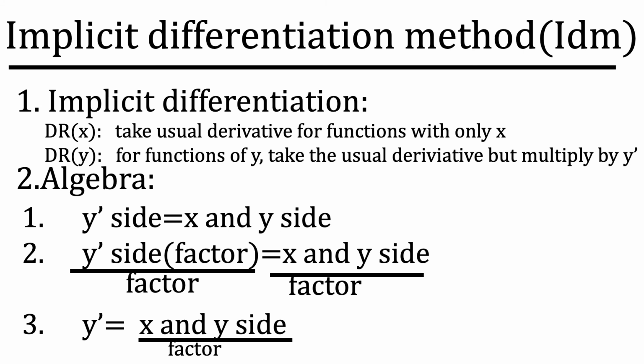Step 1 is we put the y prime side on one side and the x side and y side on the other. We put the y prime side as a factor multiplied by y prime, and set it equal to the x and y side. Then we divide by the factor and cancel it out, so y prime equals the x and y side over a factor. And that's the whole process.